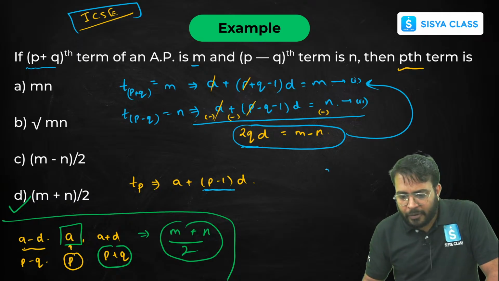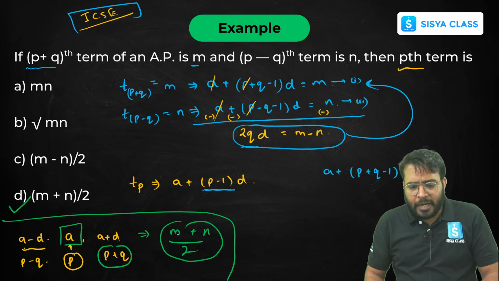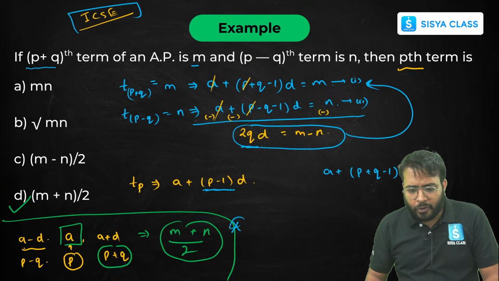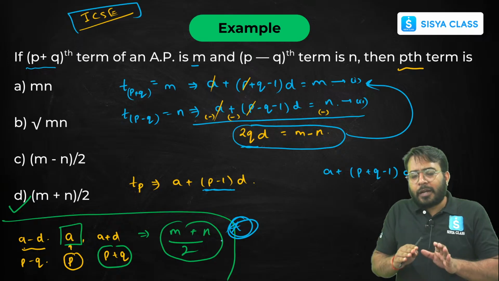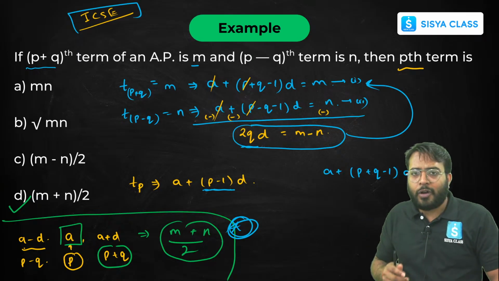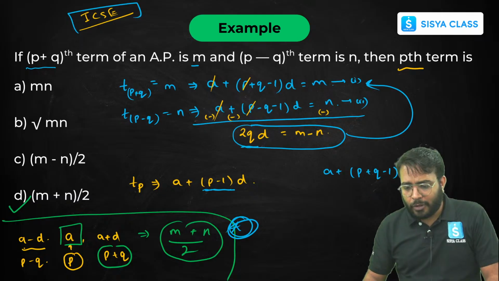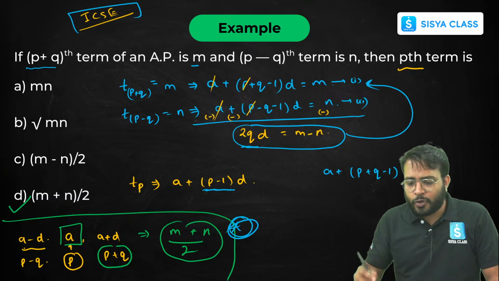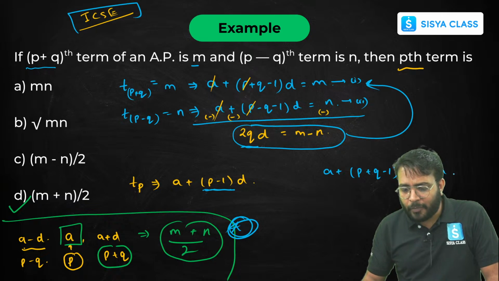So here I am having a plus p plus q minus 1 into d. I already told you this is the shortcut; by this you can directly get the value of the pth term. But if you want to solve the equation, you can follow these steps. So a plus p plus q minus 1 into d, what is it? It is m.